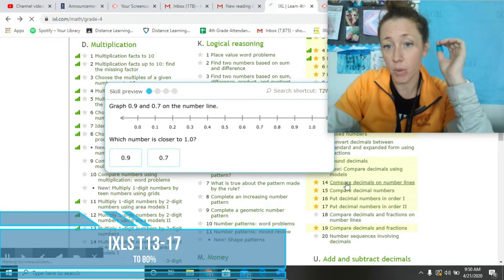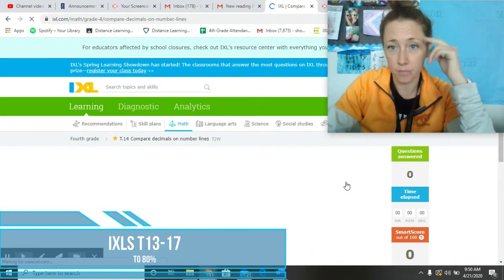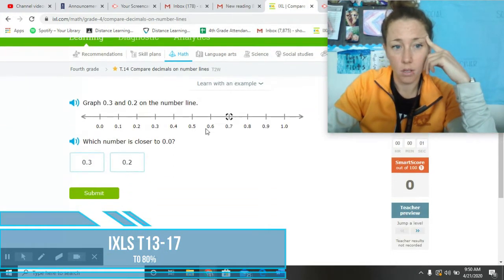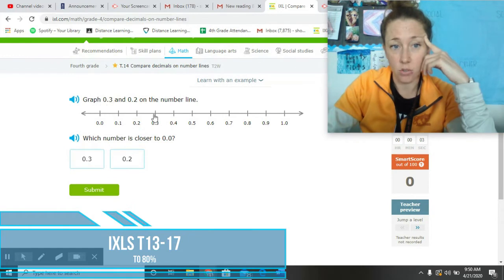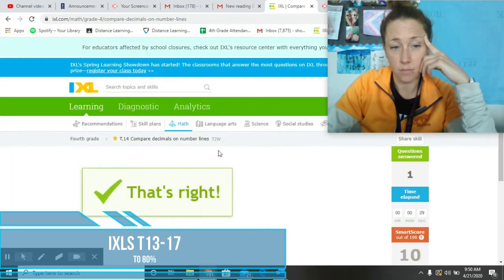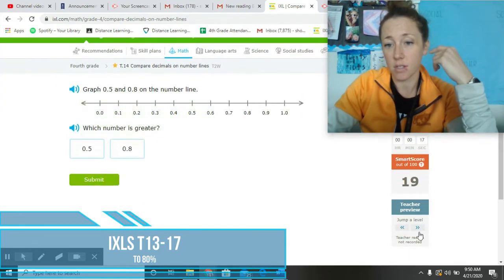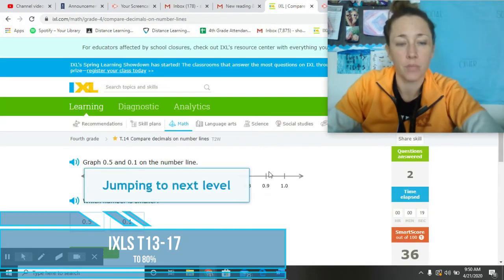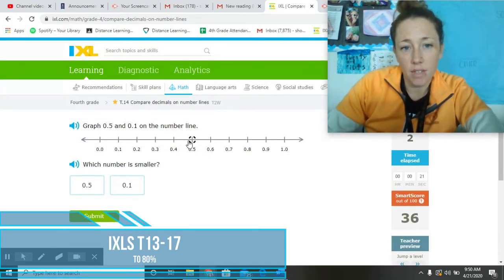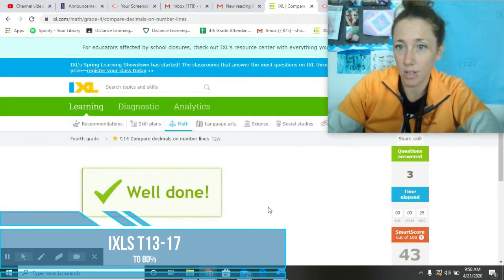Number 14, compare decimals on number lines. We are doing that. So let's graph 3/10 and 2/10 on the number line. So here's 3/10, here's 2/10. Which one's closer to 0? Well, 2/10 is. 9/10 and 4/10, which one's closest to 0? 4/10. Let's skip ahead. 5/10 and 1/10, which one's smaller? 1/10.